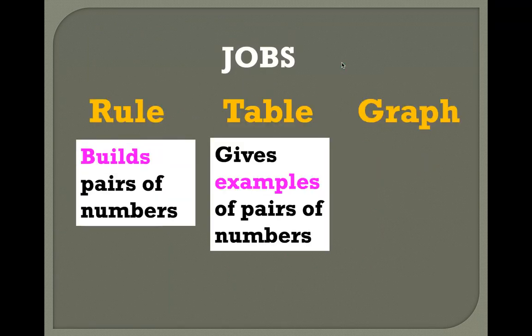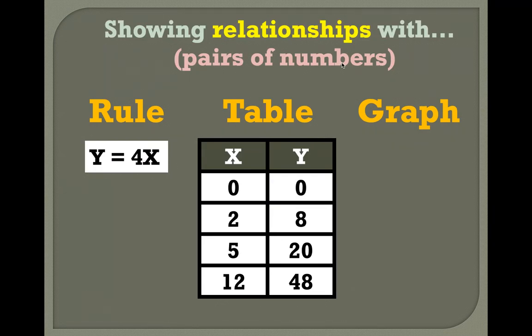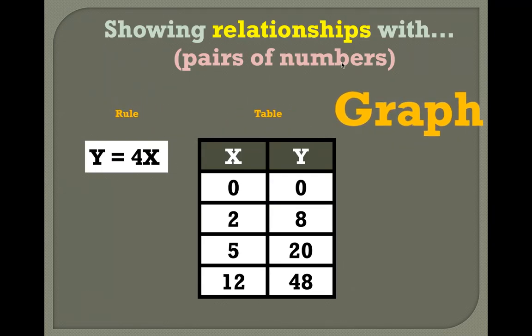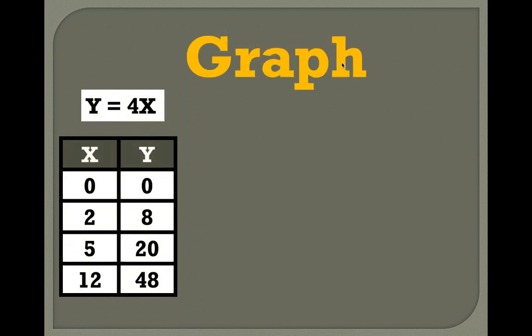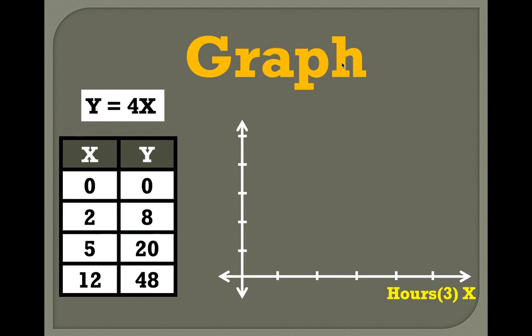So it builds pairs of numbers. Once you have that rule, you can build all sorts of pairs of numbers. The table gives us some examples. The rule builds any infinite number of examples. Well, what does the graph do then? So the graph takes those pairs of numbers and does a visual representation.